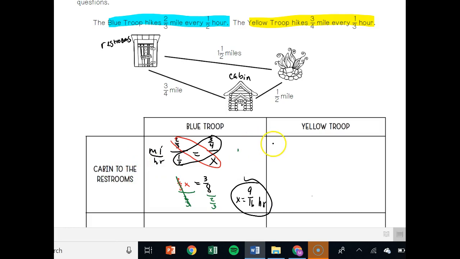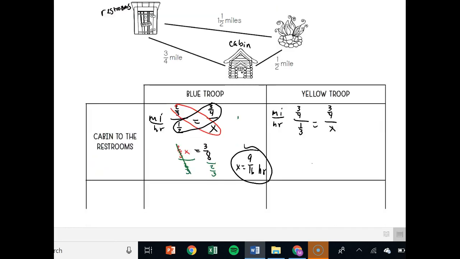For the yellow troop, it's the same thing. It's just miles over hours, except their rate is a little bit different. It's 3/4 of a mile for every 1/3 hour, and it's the same thing: 3/4 over x. I'm going to let you solve that.